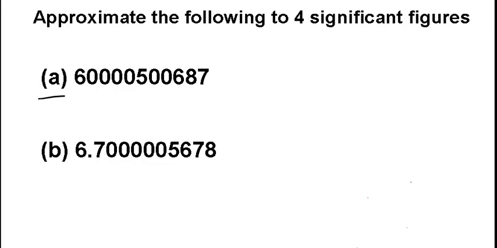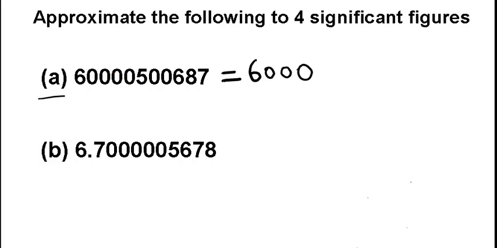But the question said that we should take it to four significant figures. Therefore, we count 1, 2, 3, 4. So we have 6, 0, 0, 0. Let's write that. We have this will now be equals to 6, 0, 0, 0. Then what happens? What happens to this 0 that comes after this 0 here?